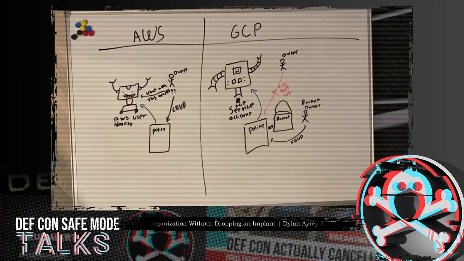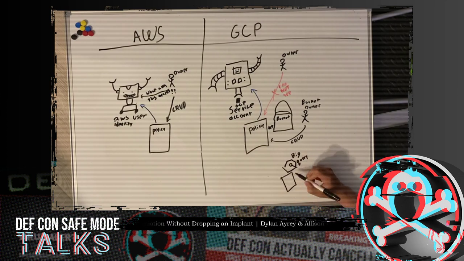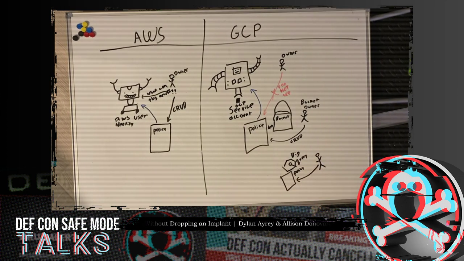Likewise, we can have other resources like BigQuery, for example, and we have an owner for the BigQuery and a policy for the BigQuery, and the owner of the BigQuery can again grant access to any identity they want. However, the owner of the service account has no control over this and can't see this.